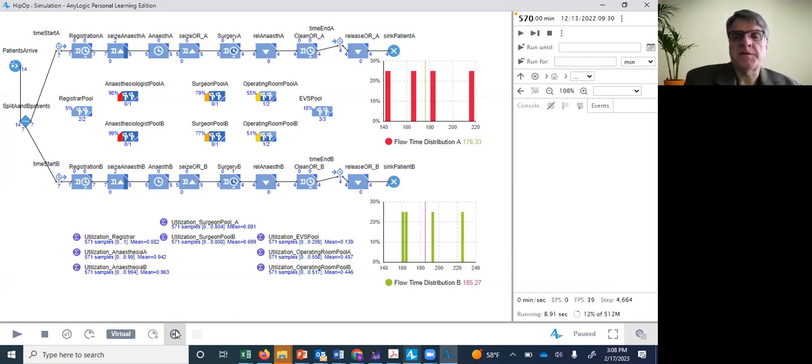The anesthesiologists seem to be utilized just about at the same level as the base case. So there's a lot of variability here. I think a lot of this depends on, when you're doing 5 or 6 patients, if you run into a morbidly obese person, it's a game changer for the day, right?